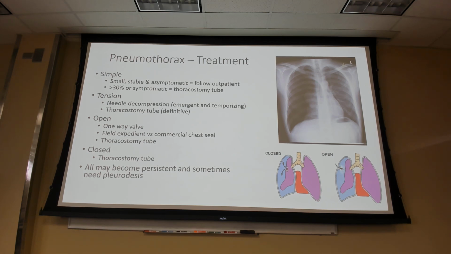All right, so open pneumothorax, we typically want to put a one-way valve on there, and we have a lot of great dressings now with chest seals and one-way valves built into them that we can use too. But you can also do field expedient methods with just any piece of plastic and taping around it. And some, you can take 3 sides of it. And we'll talk about pleurodesis here in a little bit in the following slides.